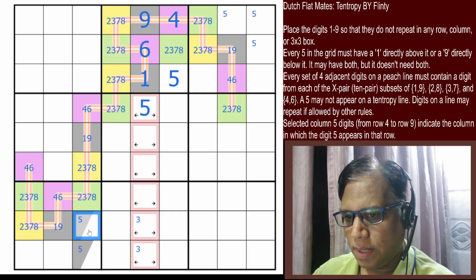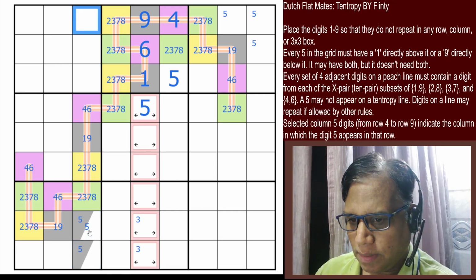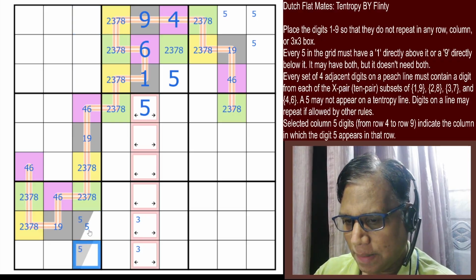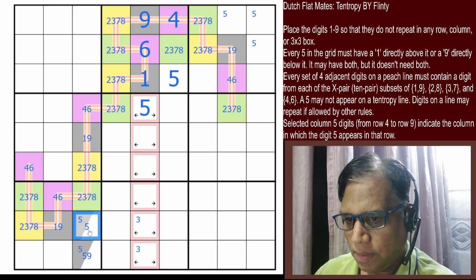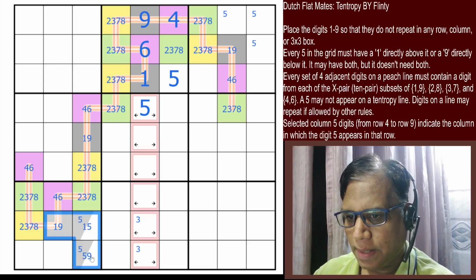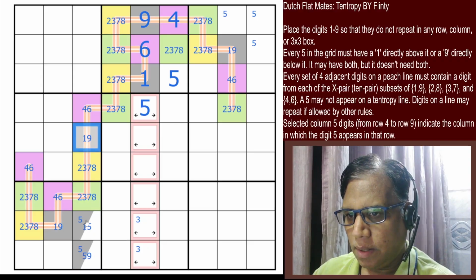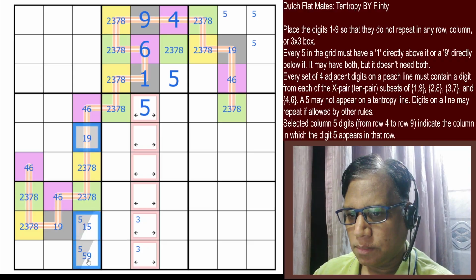In fact, we can do that, right? Let's say if that's 5, then clearly that's 9, right? But if that's 5, then that's 1. And look, we got 1 5 9 triplet. And here also we got 1 5 9 triplet.